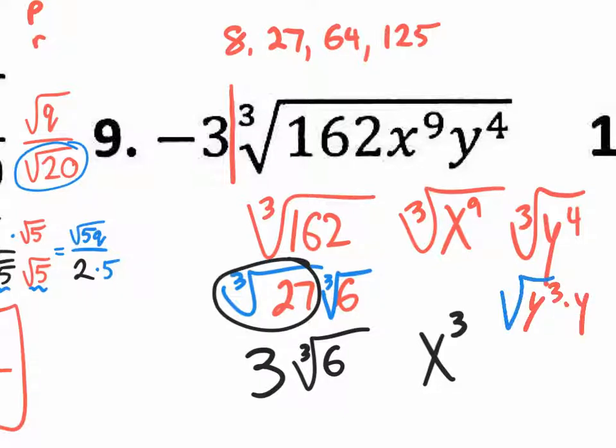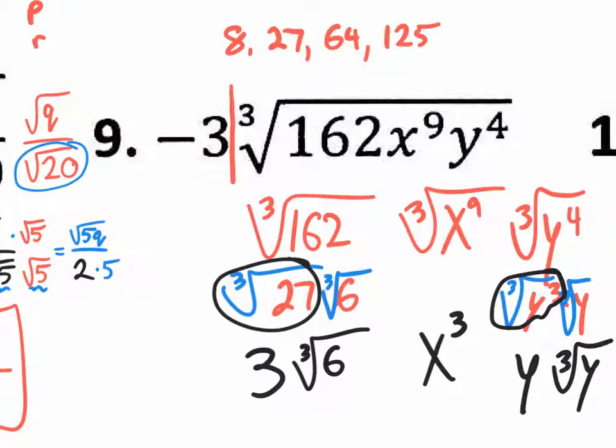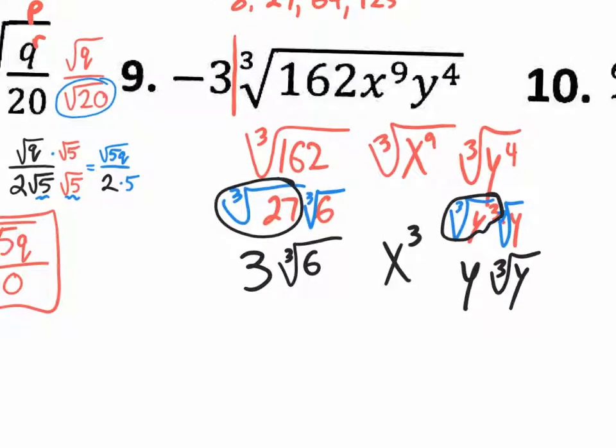That way when I split the cube root, I'll be able to do the first one, y to the 3rd, or the cube root of y to the 3rd, which is just y. But then again, I'll have the cube root of y left over. So all of that is our answer. We just need to rearrange it.